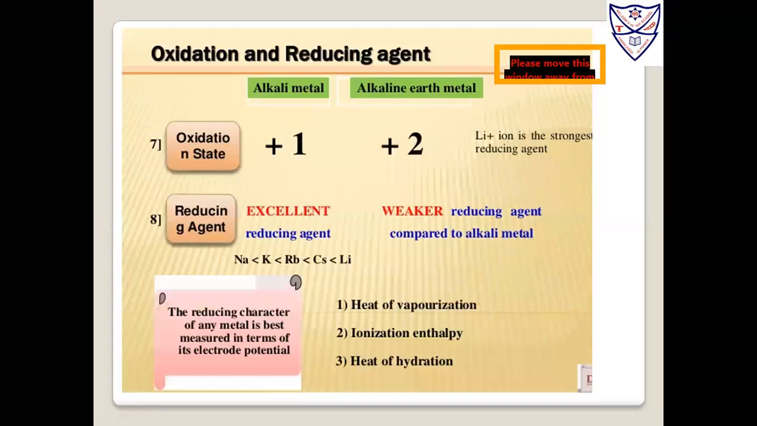Now about oxidation and the reducing agent. You know very well the oxidation state is +1 in the alkali metals and +2 in the alkaline earth metals, like Na+ and Mg2+. So it's an excellent reducing agent here, and here it's a weaker reducing agent as compared to the alkali metals. So we can write sodium is less reactive than potassium, then rubidium, cesium and lithium, as it is a reducing agent.